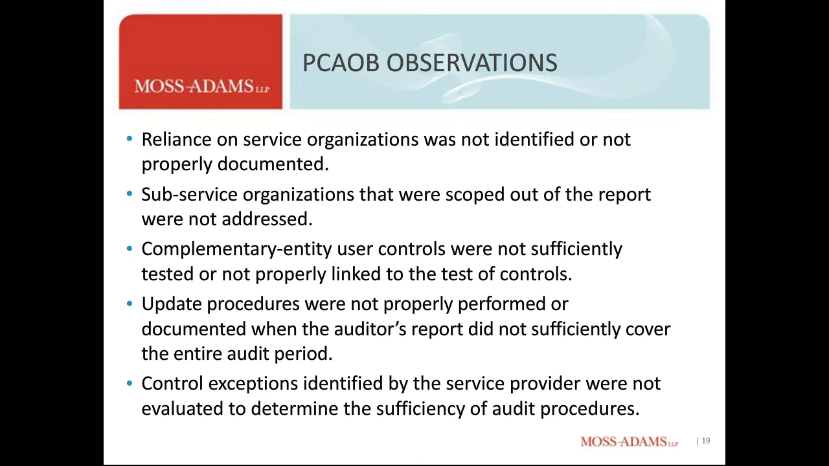Complementary entity user controls, which are controls that should exist with the company that is relying on the third-party service provider, were either not sufficiently tested or were not properly linked to the testing of user controls that would address the relevant considerations. Update procedures were not properly performed or documented when the auditor's report did not sufficiently cover the entire audit period. And this would include something like evaluating a bridge letter. And control exceptions identified by the service provider were not evaluated to support the appropriateness of the combined risk assessment to prevent or detect potential misstatements.